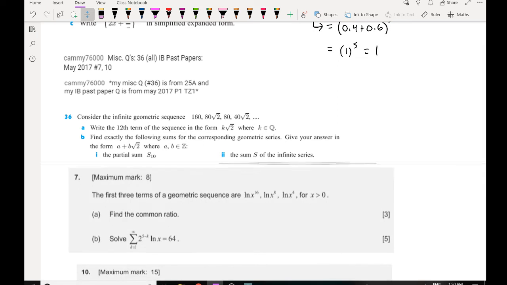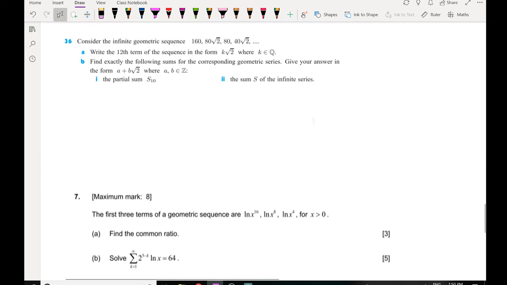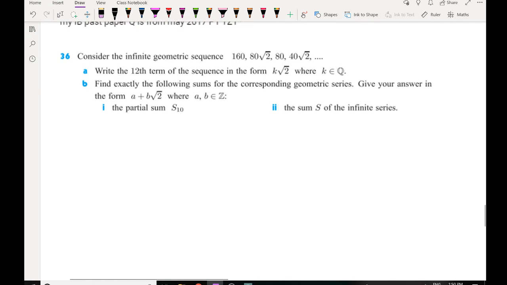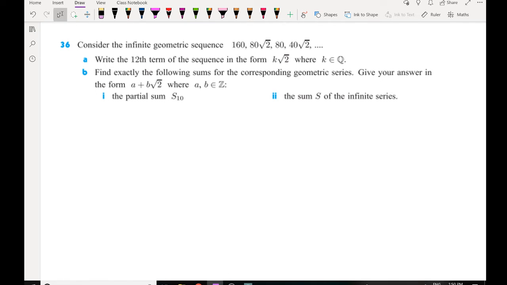So two of these are basically the same question in principle. Maybe not in practice, but we'll take a look at them. So we're considering the infinite geometric sequence, and it goes 160, 80 root 2, 80, 40 root 2, and so on. And then they want us to write down the 12th term of the sequence in the form k root 2, which should be fine as long as we can figure out the common ratio, right? We're told it's geometric, so we know we're looking for a common ratio.